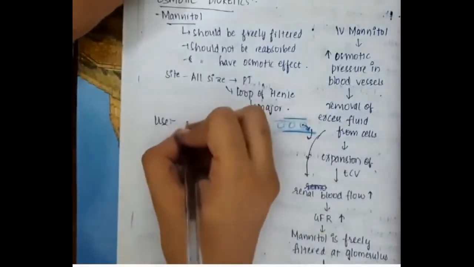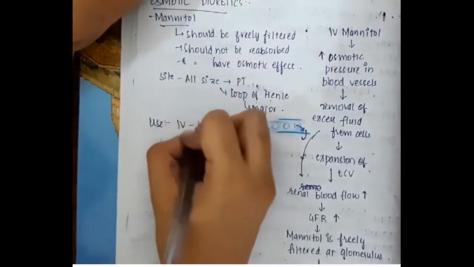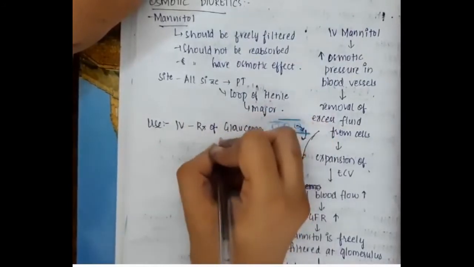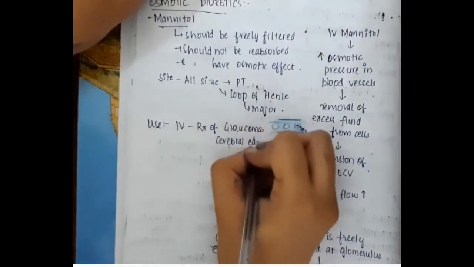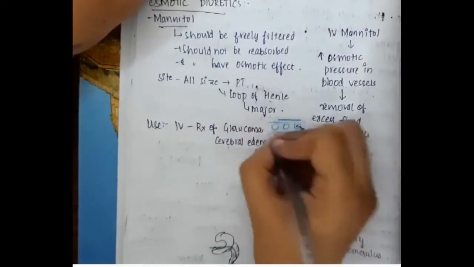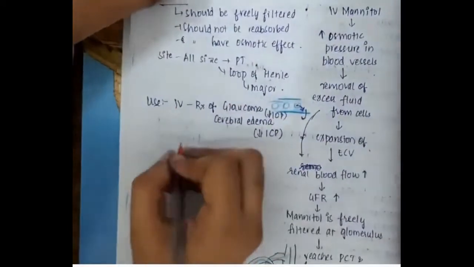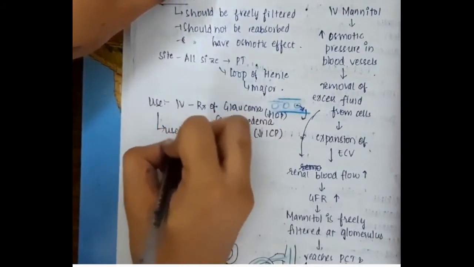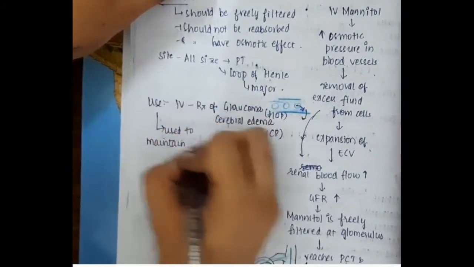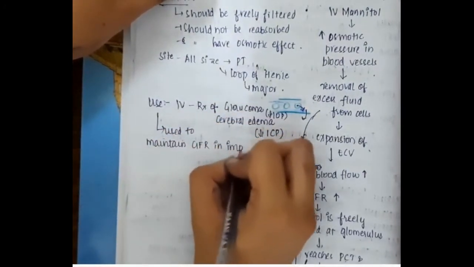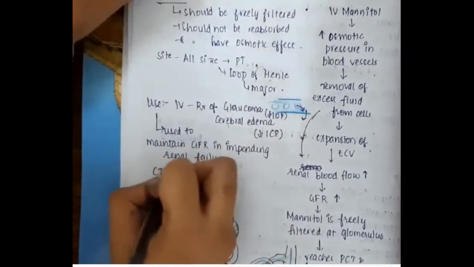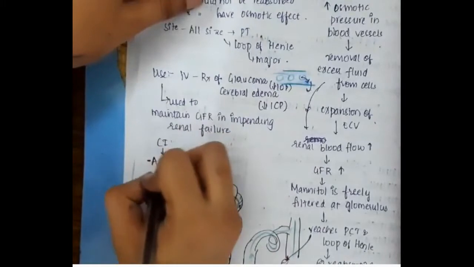Then the uses of mannitol: this is used IV for the treatment of glaucoma, because in glaucoma it decreases the intraocular pressure, and it is also used in cerebral edema where it decreases the intracranial pressure. This is also used to maintain the glomerular filtration rate in impending renal failure.